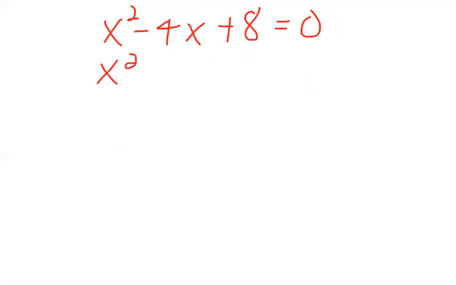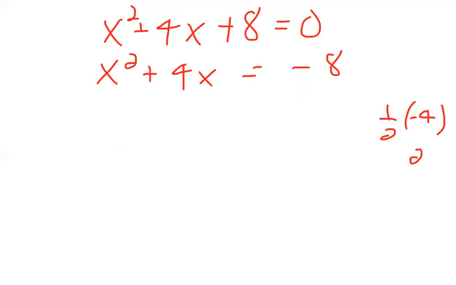So move the 8 over, so you get a -8. And then you're going to take half of -4. Or it's a +4. Okay, thanks for letting me know, Jessica. All right. Scratch that -4, guys. This is going to be a -2 here. -2 squared is 4. So we're going to add that 4 to both sides. I'm adding the 4 to both sides.